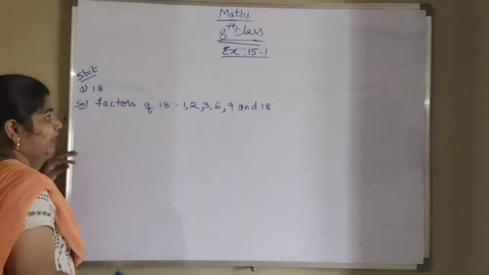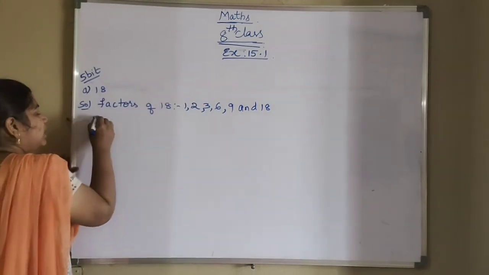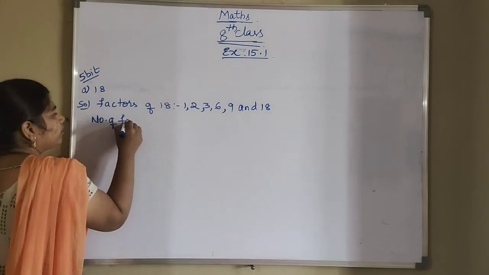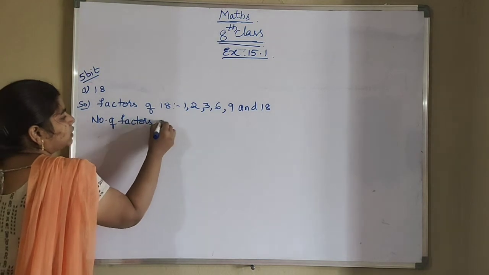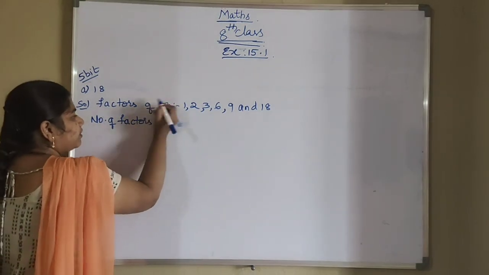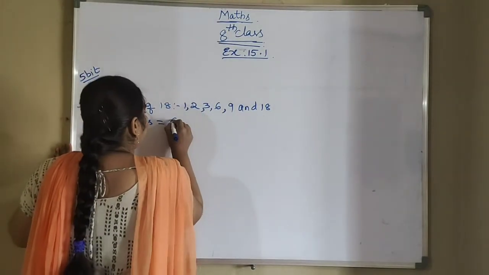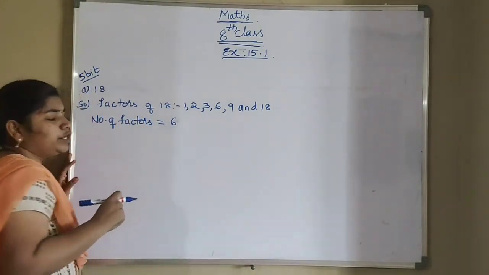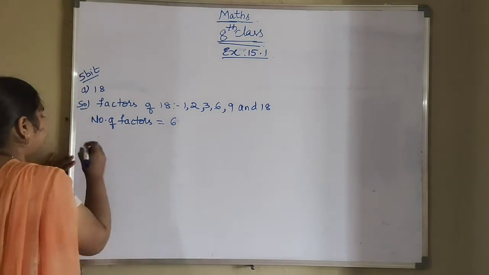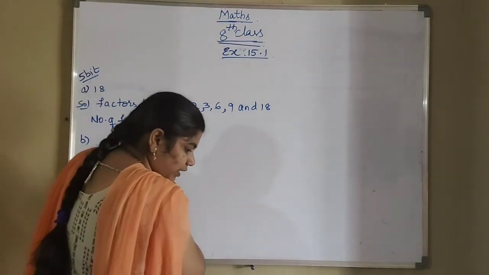So how many factors are there? Number of factors of 18 is equal to 1, 2, 3, 4, 5, 6. Total how many factors are there for 18? Total 6 factors are there. Okay, so next one. What is the next one?